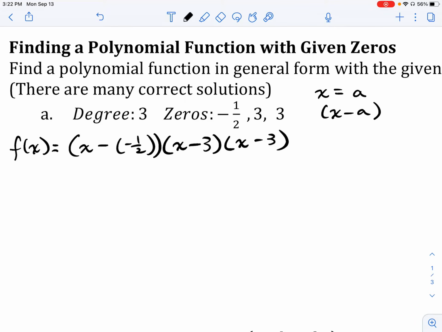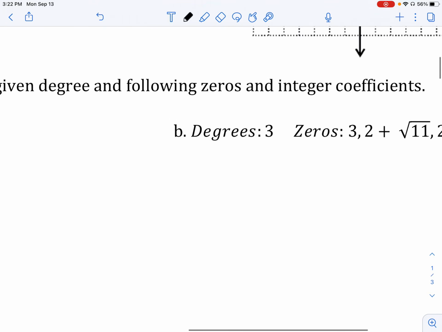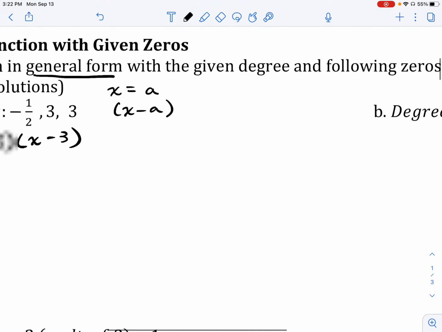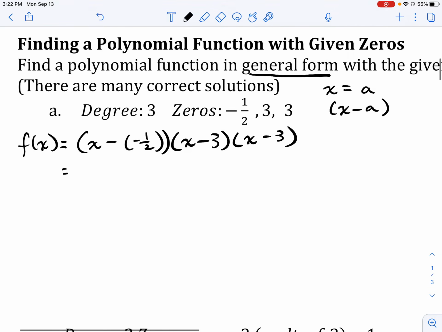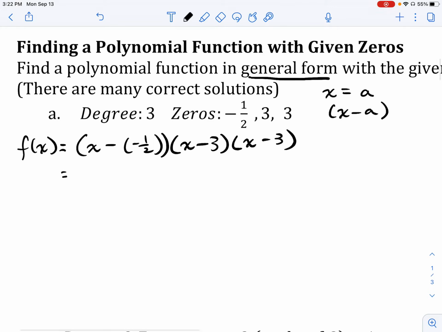Now let's clean this up a little bit. We could leave it as it is, but a couple of things. One, we want to have our function in general form, and we want to make sure that we have integer coefficients. So something that we can do here is introduce a vertical stretch. In other words, we can multiply this function by the denominator here. So this would become x plus 1/2, and if I want to negate this fraction, I could just multiply everything by positive 2. So what that'll become, let me just clean this up here, is the following.